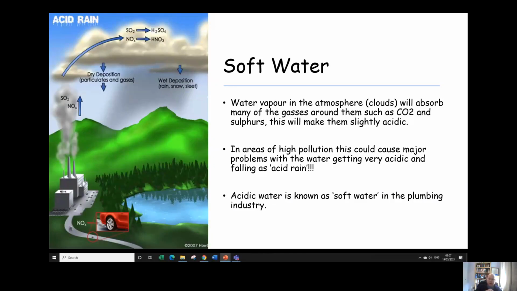But all rain is technically acid rain, because all rain has got dissolved gases from the atmosphere, and it's going to be slightly acidic as it falls. When it starts to dissolve more pollutants, that's when you get some really serious acid rain, which then causes damage to plants. But all rain is slightly acidic, and acidic water would be known as soft water in the plumbing industry.